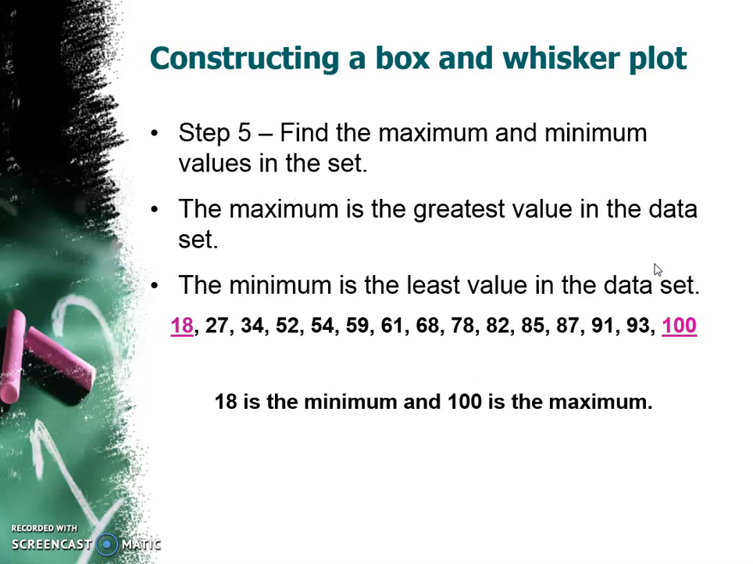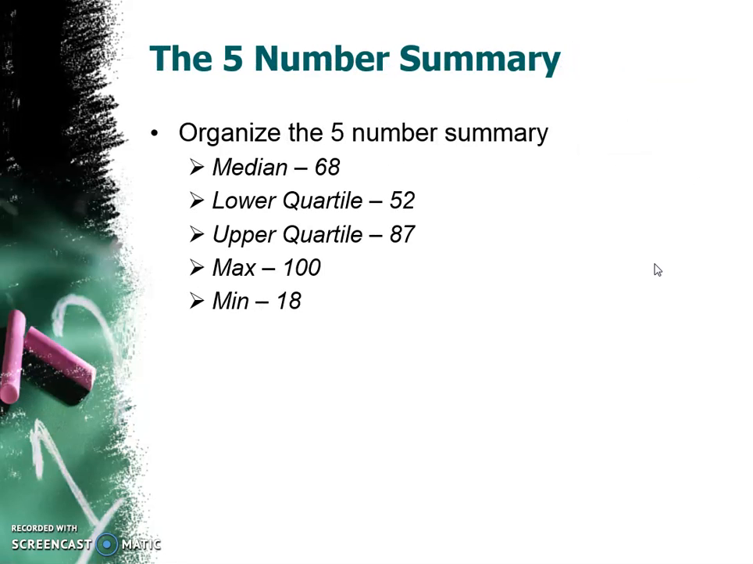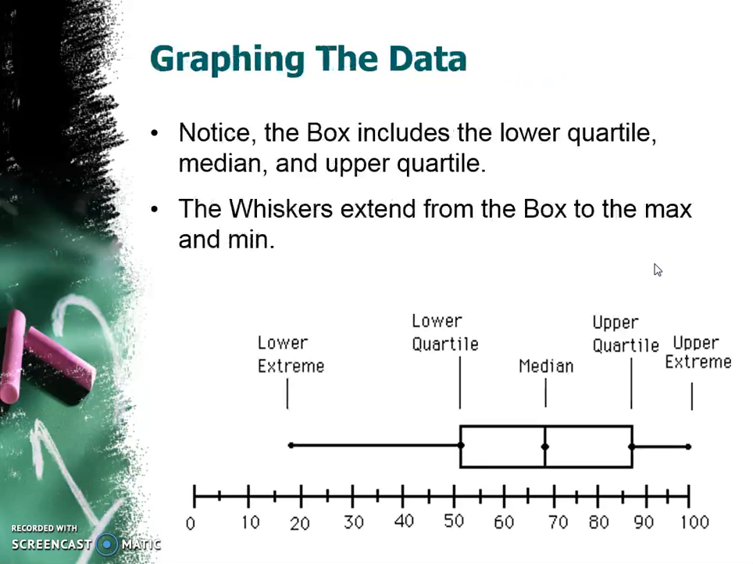Then your minimum and your maximum are straightforward. That's not a problem at all. Minimum's your lowest number and your maximum's your highest number. And once you've done that, your interquartile range, or your IQR, is just the difference between your upper and lower quartiles, or your Q3 and Q1. So you just take your upper quartile, subtract your lower quartile, and that will give you your interquartile range. That's your 5-number summary. So you've got your minimum, your Q1 or your lower quartile, your median, your Q3 or your upper quartile, and your maximum.